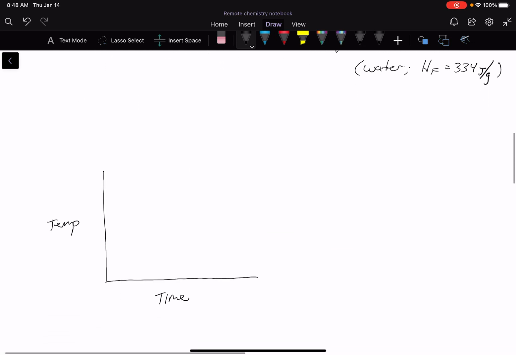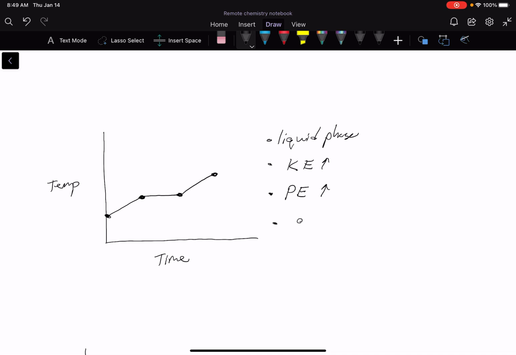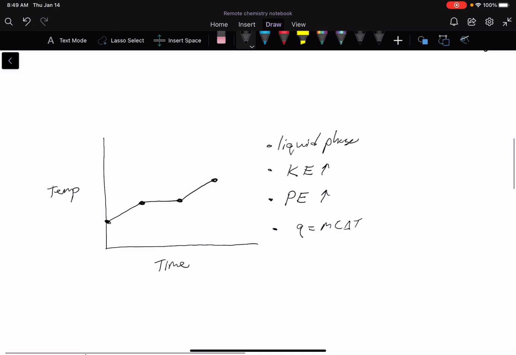All right, now let's continue with our graph here. We started about here, we added energy, increased the temperature, we got to the phase change. Once this phase change is complete, you'll see the temperature starts to rise again. So now we're in the liquid phase. During the liquid phase, as we continue to add energy, kinetic energy is increasing. The spacing between the particles still increases, and so our potential energy will also increase. Because our temperature is changing, we go back to using Q equals mc delta T, and because we have a delta T, we can use this equation to calculate that heat energy input.